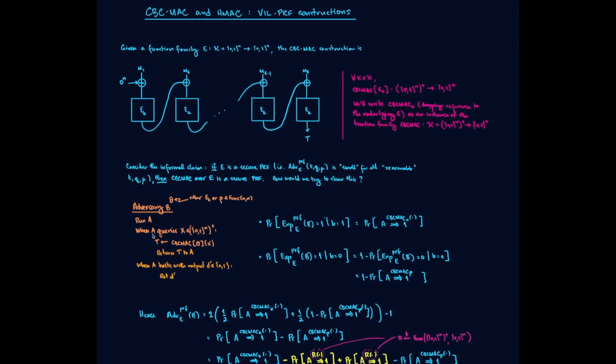When A asks a query X, we simulate CBCMAC, so the construction in the picture, using our oracle, this O, anywhere that we would be calling this square. We simulate CBCMAC calling our oracle everywhere there's a square on the X that we're provided. We're going to take the resulting output T and return that to A. When A halts with an output D, well, D prime I'm calling it here, we'll return D prime as well. Why does this make sense?